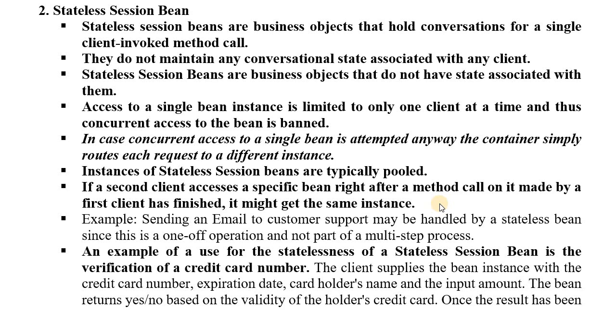Now, secondly, what you have to remember is, suppose client number 1 is accessing instance number 1. Now client number 1 is done accessing instance number 1. Suppose there is another client that comes. It can be allocated the same instance. So in short, the instances are reusable. Okay.